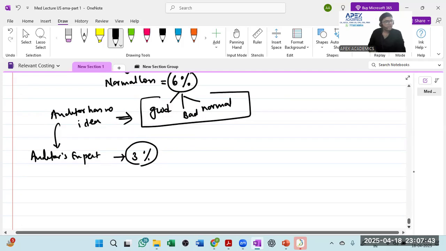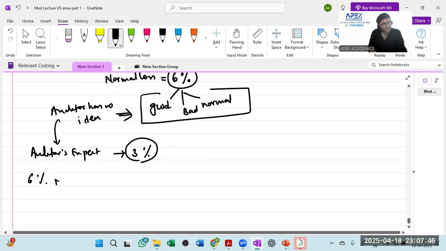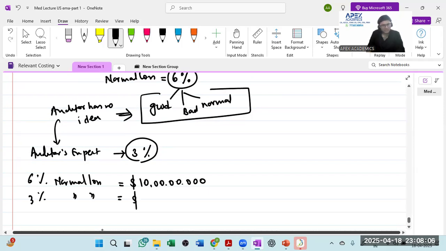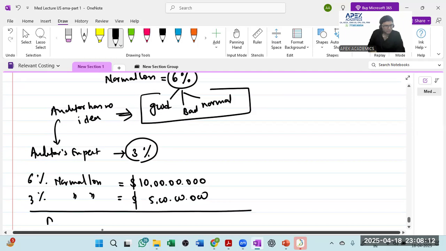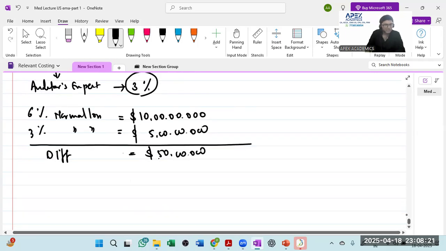Please pay attention. Auditor says 6% normal loss will result in a loss of, for example, 10 crore. And a 3% normal loss will result in a loss of 5 crores. What is the difference between the both? Sir, the difference is 5 crores.